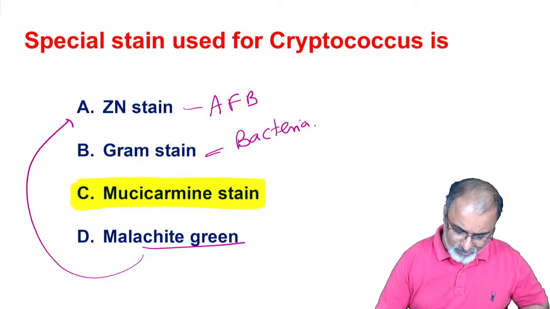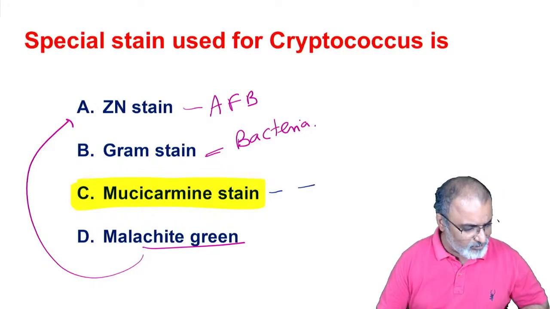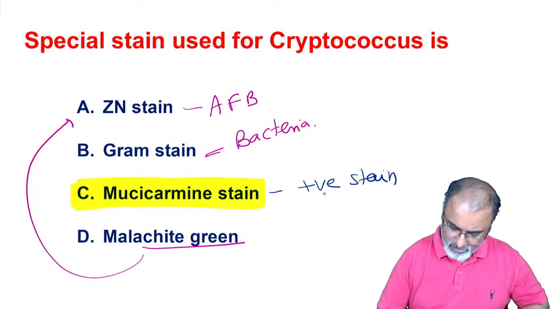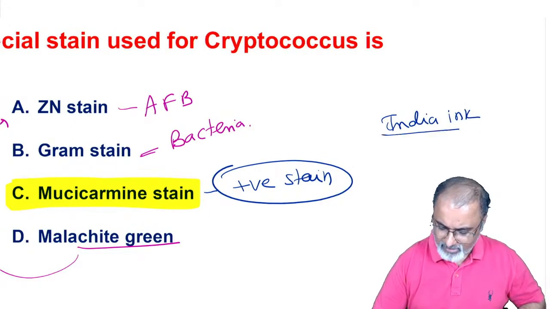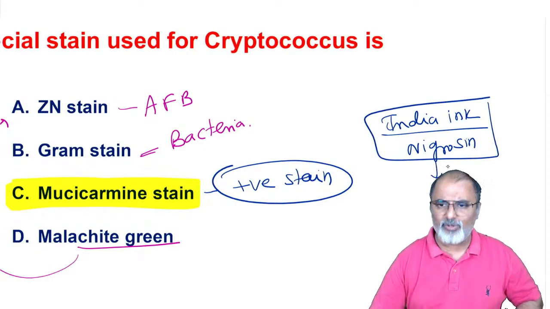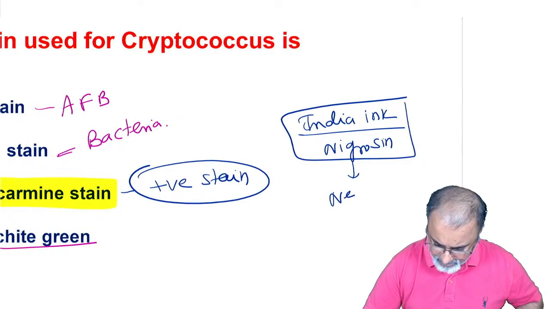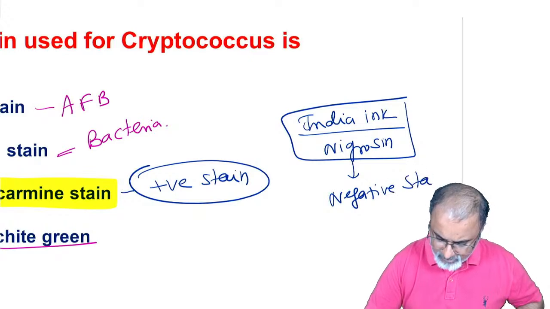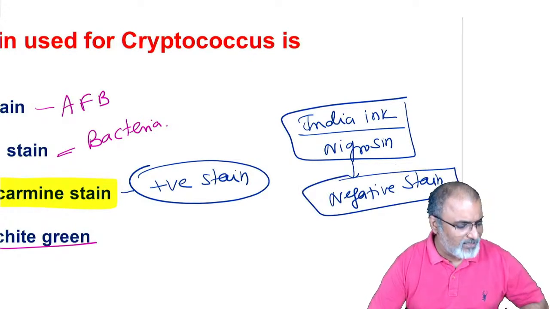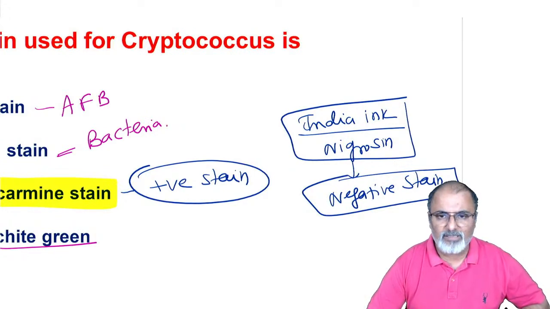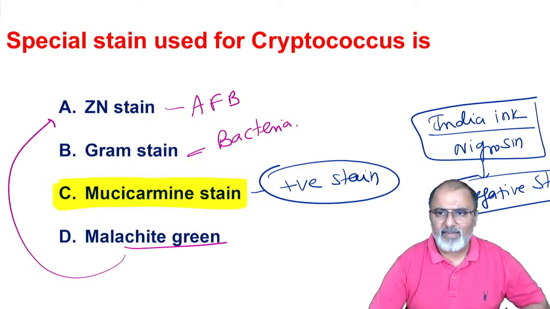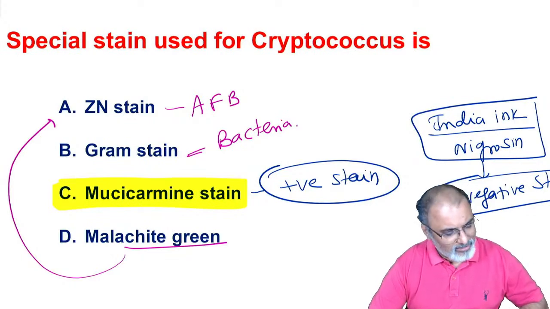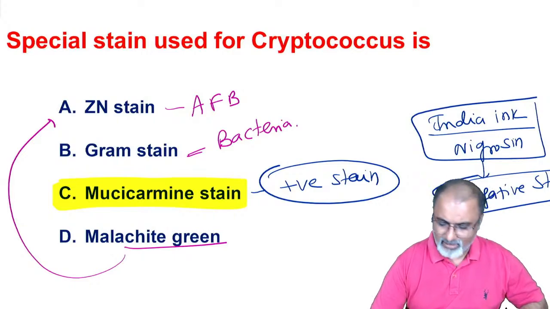Yes, India ink stain is a negative stain. Yes, this is a positive stain. Demonstration of capsule: India ink, you have a good question. India ink or nigrosin stain, we call it a negative stain. Only the background will take the stain, not the capsule. So capsule is demonstrated by two methods. One is negative stain, India ink or nigrosin. Another one is positive stain, mucicarmine stain. All three are there for Cryptococcus.